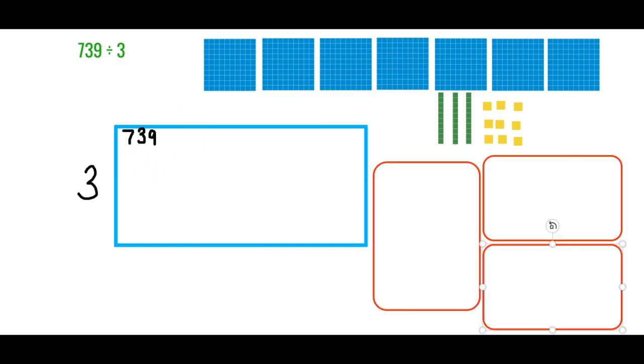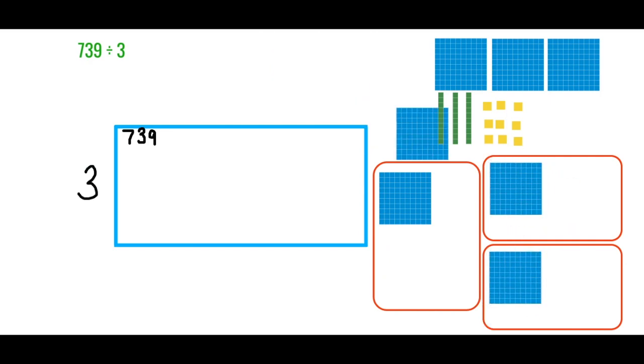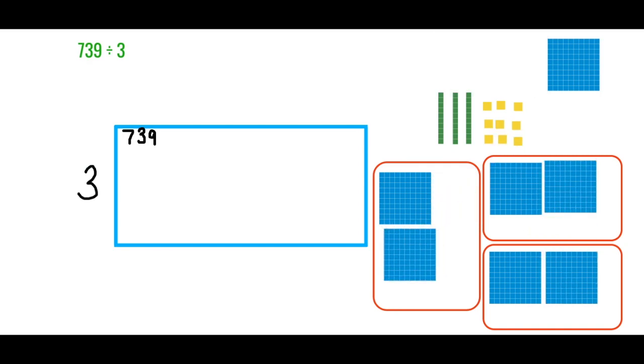Well, here's where I'm going to actually model it. So you see I have my 3 groups, right? And so now if I were to split these hundreds up, I see there's enough hundreds for each group to get 1, but more than that, they can get another 1. So I'm seeing that each group is going to get 2, and that makes sense because 3 times 2 gives me 6. Now, if I tried to do 3 times 3, that would be 9. I don't have 900, I only have 7. So for right now, we're going to say 3 times 200 will give us 600. So 3 times 2, because each group is getting 2 of the hundreds.